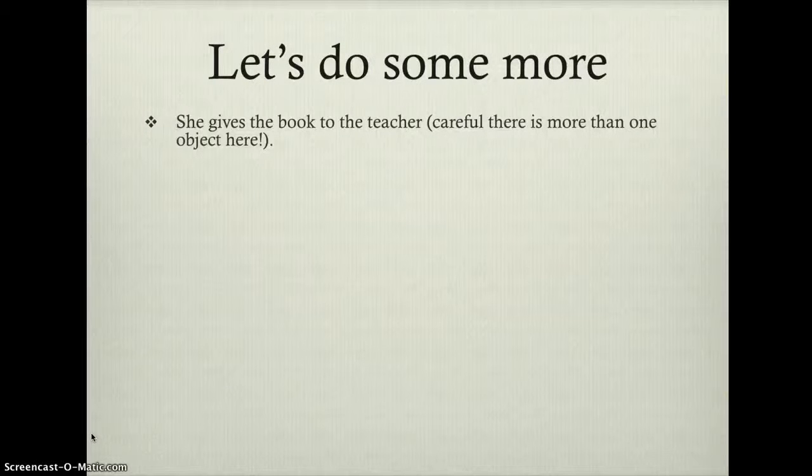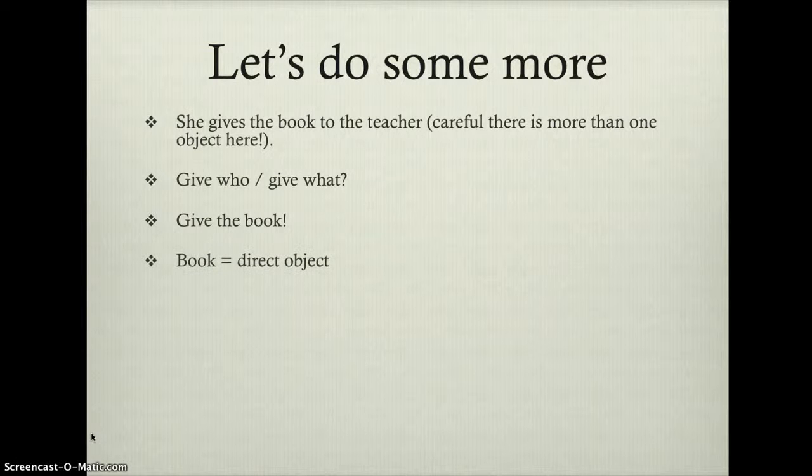All right, let's try another one. She gives the book to the teacher. There are two objects here. There's a direct object, there's an indirect object. You don't care about the indirect object in this presentation, and in the next one you'll care about it, okay? She gives the book to the teacher. Give who, give what. Gives who, gives what. Okay? She gives the book, right? So the book is our direct object.